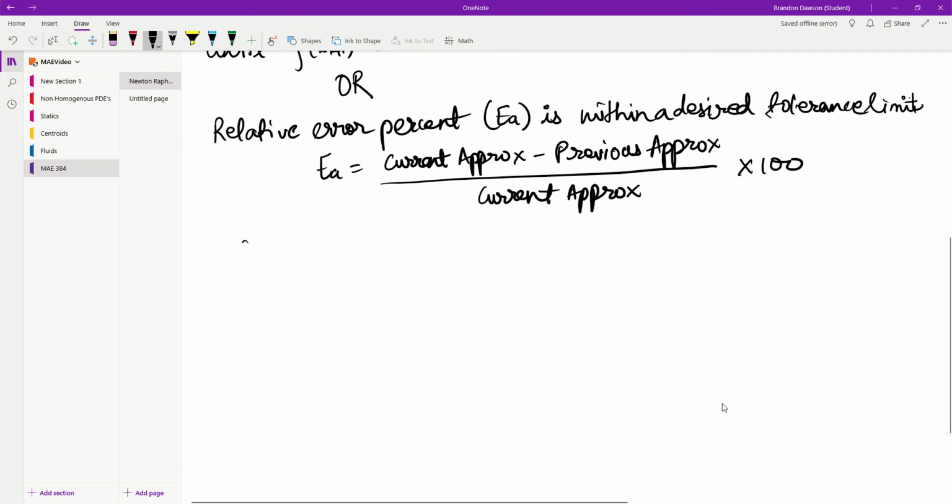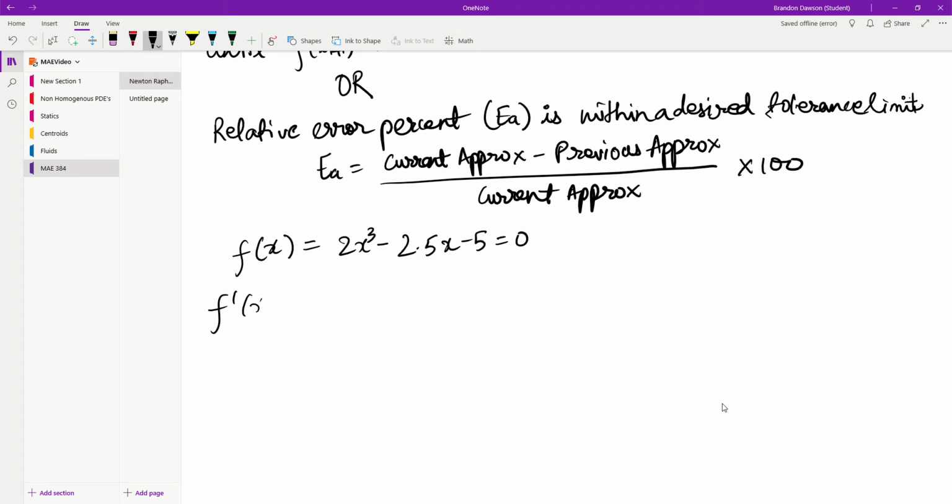So for example, we'll take f of x as 2x cube minus 2.5x minus 5 equal to 0. We need to find the root of f of x equal to 0 using the NR method. The first step is to calculate the differentiation of f of x with respect to x, that is f dash of x, which comes out to be 6x square minus 2.5.